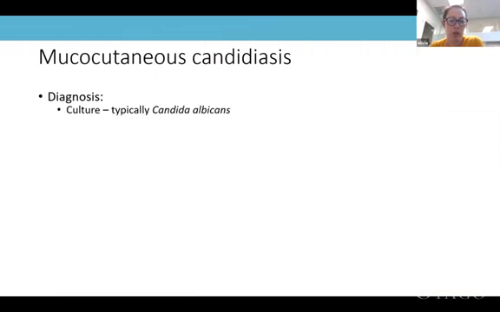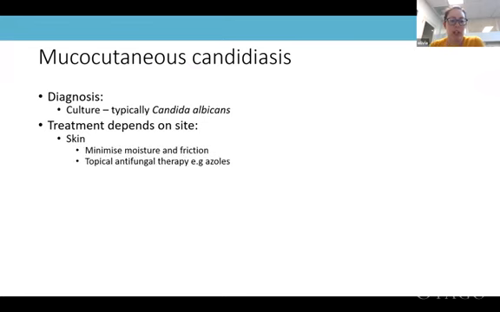Cool. So again, diagnosis you do with culture. Typically it's going to be Candida albicans, although there are other species of Candida which can cause this problem. But especially in New Zealand, we see the majority of people have Candida albicans. Treatment depends on the site. So if you're talking about skin, so intertrigo, so in the folds, you need to minimize the moisture and the friction and the reason why it occurred in the first place, and you can give topical antifungal therapy.